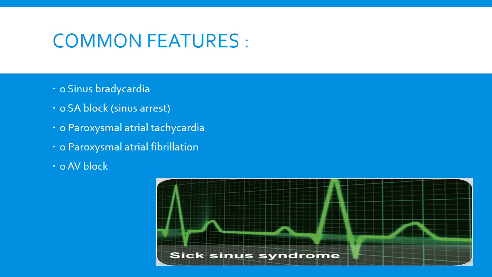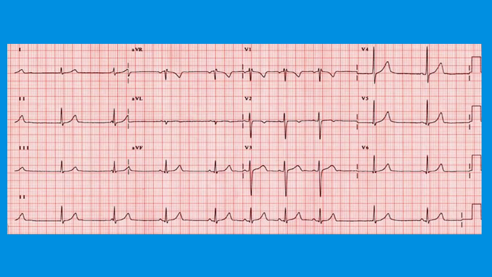So the common features of Sick Sinus Syndrome that you can appreciate on ECG include sinus bradycardia, sinus arrest, which is SA block, paroxysmal atrial tachycardia, paroxysmal atrial fibrillation, or even atrioventricular block. So calculating rate and rhythm from the ECG of Sick Sinus Syndrome is quite difficult because it keeps on changing. It may start from bradycardia and then suddenly convert into tachycardia. Then it may show atrial fibrillation or atrial flutter or atrial tachycardia, and it may include even AV blocks. So yes, it's very difficult, and you require long-term ECG monitoring for this.